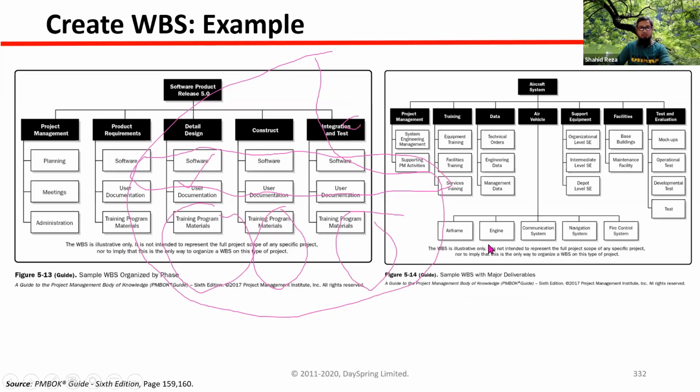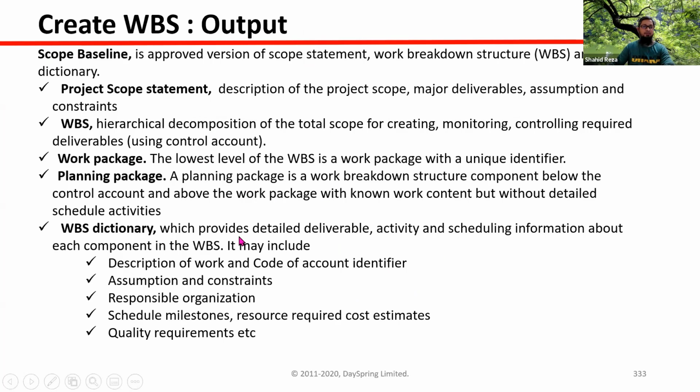So for your project, you have to develop this. And there are some other examples in PMBOK. You can see for a software product release, you can use this. This is just a sample, but for your projects, it will vary. If you understand the idea, you can easily make your WBS. So in the output of the WBS process, we are getting a scope statement, WBS, and WBS dictionary. These three are known as the scope baseline.